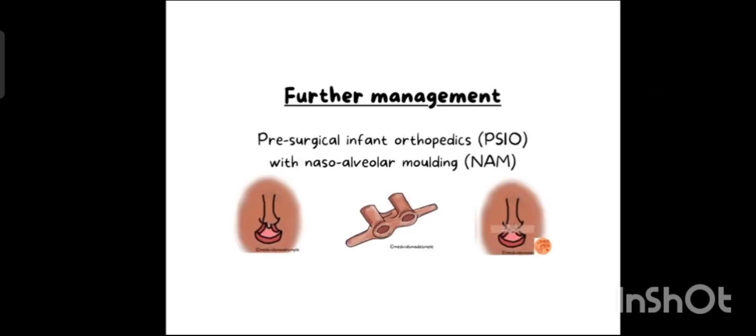Further management is done by the surgeon before the surgery by pre-surgical infant orthopedics, that is PSIO, with nasoalveolar molding, NAM. The second image represents the nasoalveolar molding, which is inserted into the child's mouth and secured with tape. Around the nasal molding, the skin and the other structures are formed by narrowing the cavity in cleft lip and cleft palate, making it very easy for the surgeon to conduct surgery.